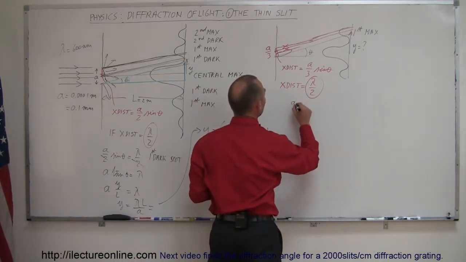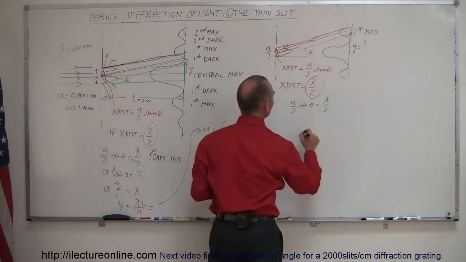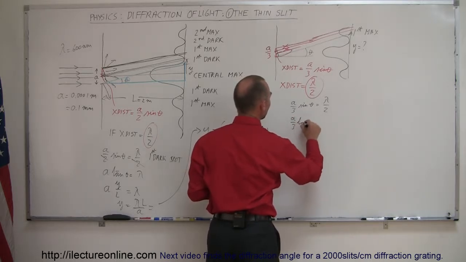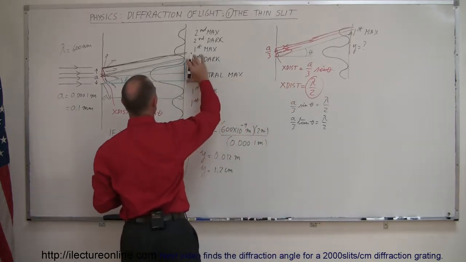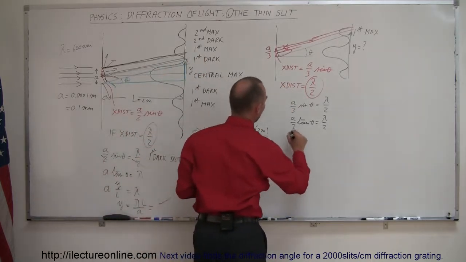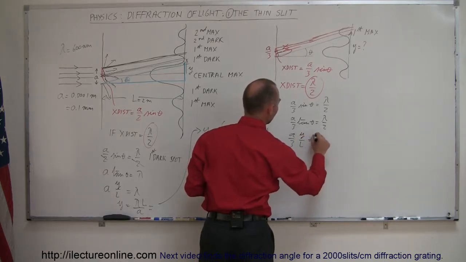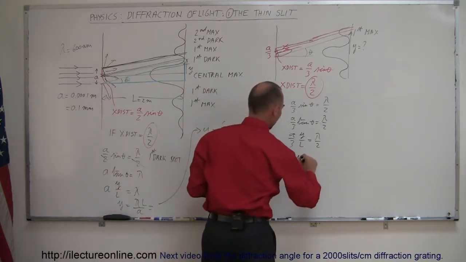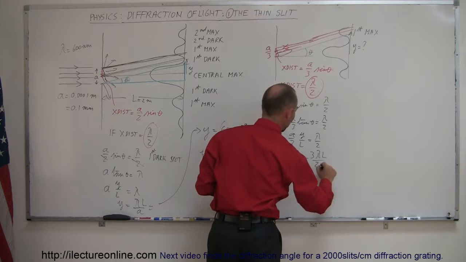We can say that a over 3 sine theta equals lambda over 2. And sine of theta can be written as a over 3 tangent of theta is equal to lambda over 2. And again, the tangent of theta is equal to the opposite over the adjacent. So that would be a over 3 times y over L equals lambda over 2. And on solving this for y, we can say that y is equal to 3 lambda L over 2a.